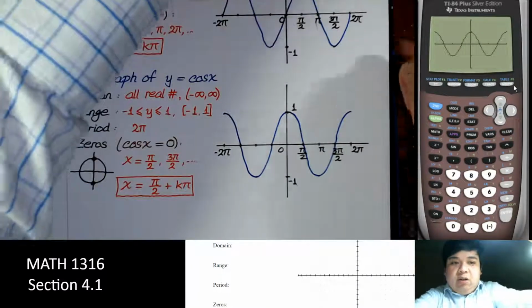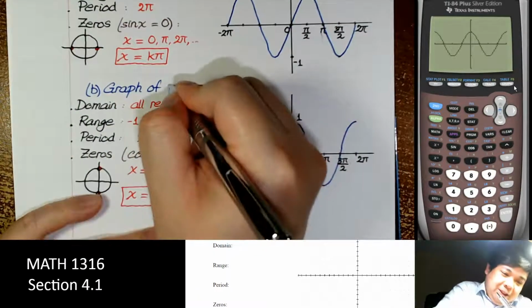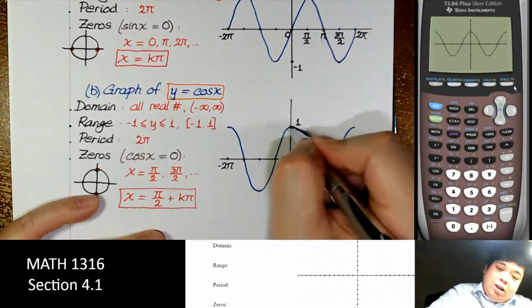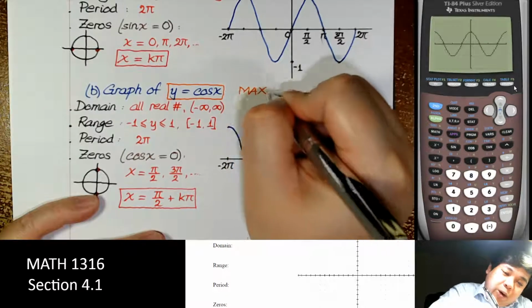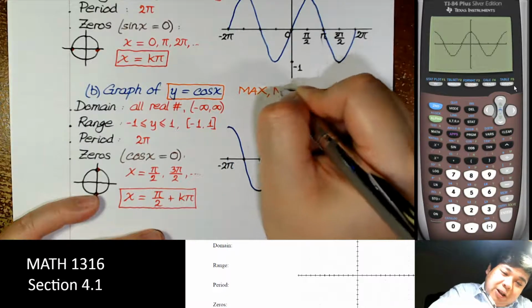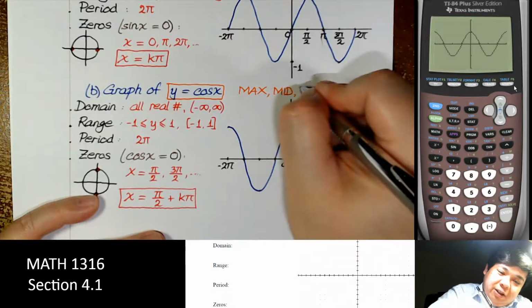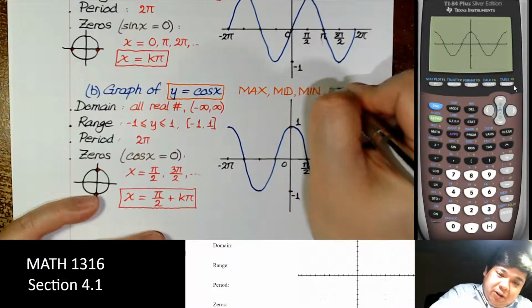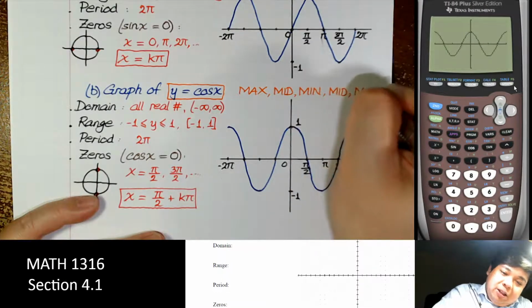Where's the orange? Oh. It starts from the maximum and goes down. Maximum, middle, minimum, middle, and then back to max.